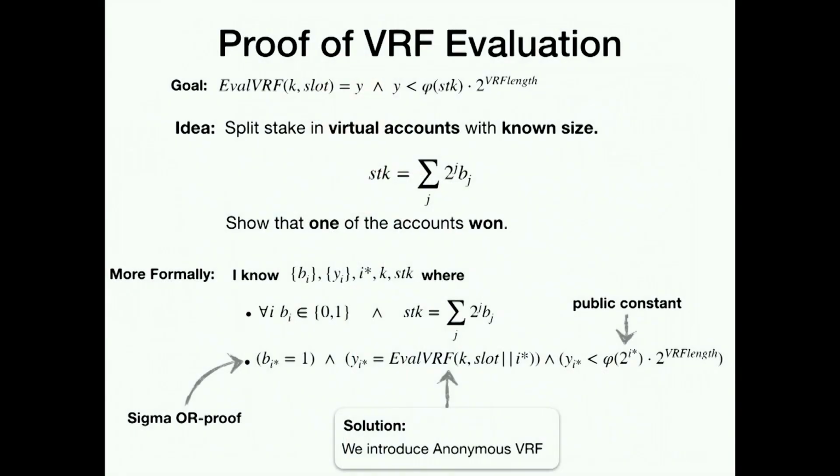In order to solve that, we introduce a so-called anonymous VRF. What they do is essentially they allow you to update your public key to generate a new random version of that public key, which we then can use here to create a zero knowledge proof. If you want to know more about this concept, I refer to the paper. So with that in mind, we have now these virtual accounts which allow us to prove that I won the lottery in a more efficient way.